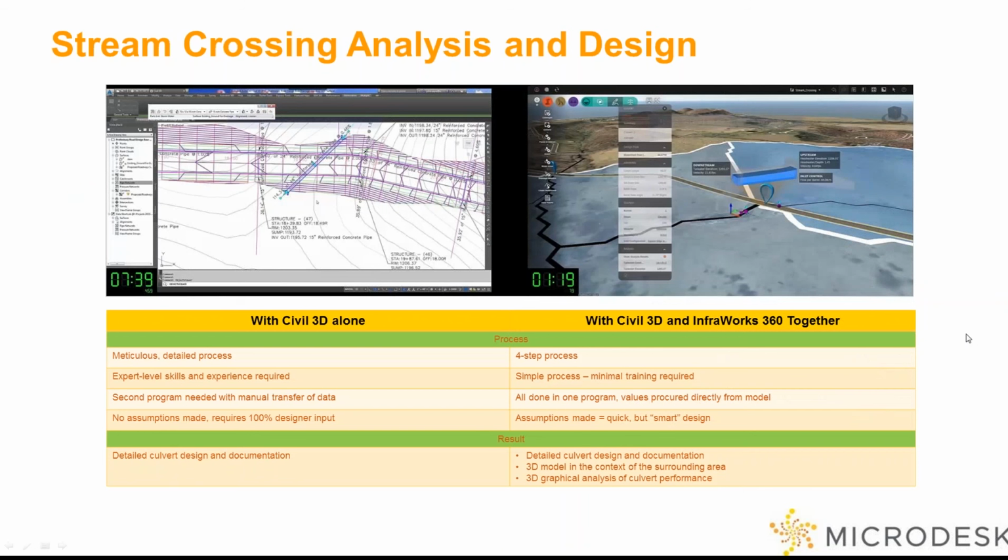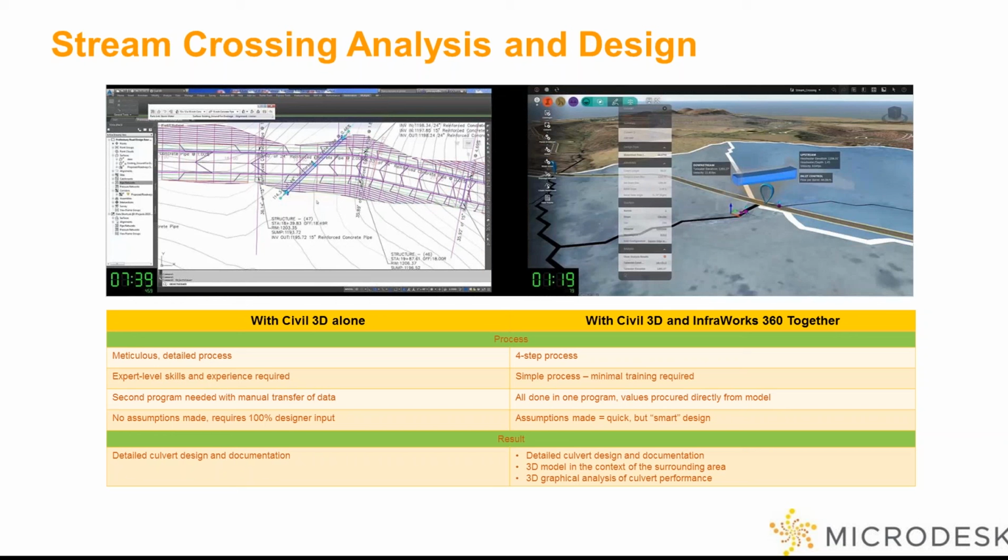So again, a quick breakdown of where we stand right now. Civil 3D by itself was a very meticulous, detailed process, and with the Civil 3D and InfraWorks combination, it was about 4 steps. And with Civil 3D, you really needed a strong skill set to be able to do that with those 2 products. And then in InfraWorks, we were able to do it pretty quickly with only a couple clicks. And with Civil 3D, it did require you to go to a second product and manually transfer the information from product to product, whereas in InfraWorks, it was all done in one location.